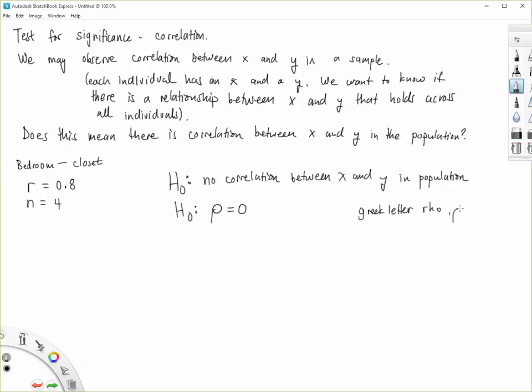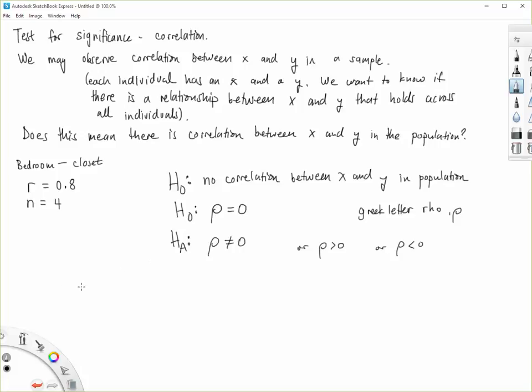Which is the Greek analog to R. In statistics, you have sigma for the standard deviation of the population and S for the standard deviation of a sample, and here we have rho for the correlation in the population and R for the correlation in a sample. And then the alternative would be that there is correlation, or positive correlation, or whatever you might want to say. You can say rho is not equal to 0, or rho is greater than 0, or rho is less than 0, whatever you want.